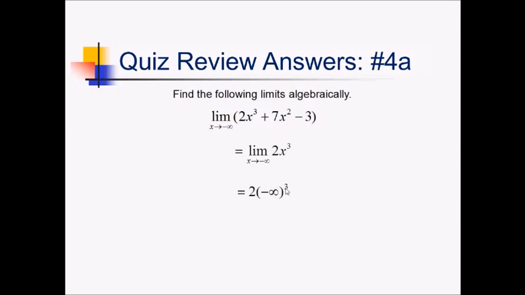-infinity to the third is -infinity. 2 times -infinity is still -infinity. So -infinity is our final limit on this one.